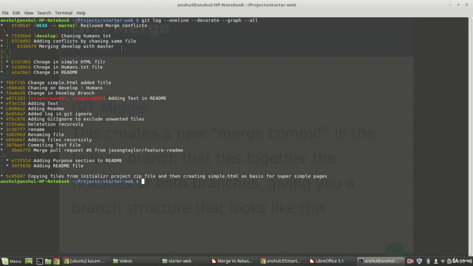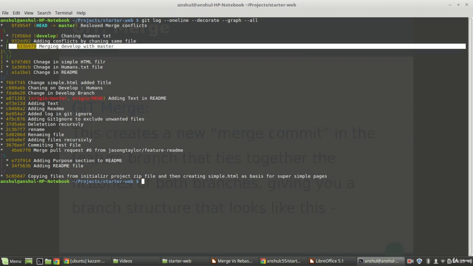This commit is generated by git itself, right? This extra commit is generated by git itself. When you generally do a commit, you provide some kind of commit message. It also includes a hash, some kind of annotations or a snapshot of your code, right? But when git creates a commit like this, it is called a merge commit.